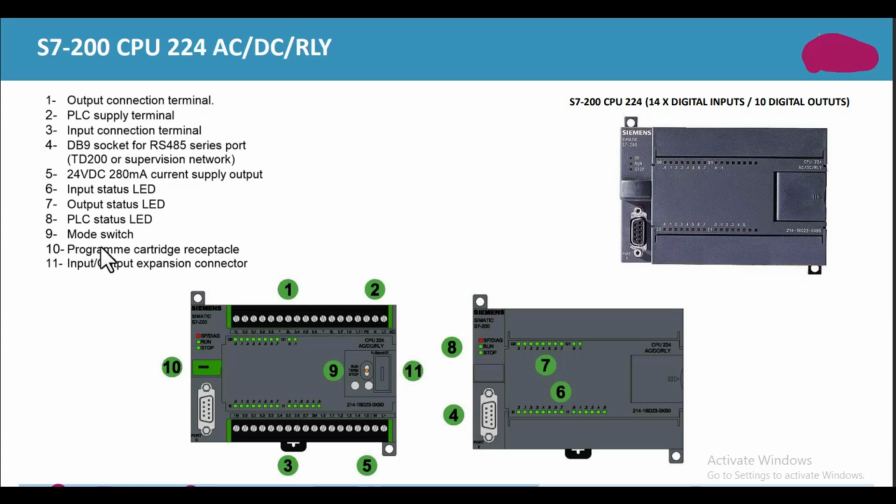And the ninth one is the mode switch. This is the mode switch with which we can manually run or stop the PLC. And the tenth one is the programming cartridge receptacle. We can click this to open the cartridge side. And the 11th one is the input output expansion connector. This will be opened, and with it we can connect other PLCs and expand, and we can also connect the extension modules from this point, the point number 11.